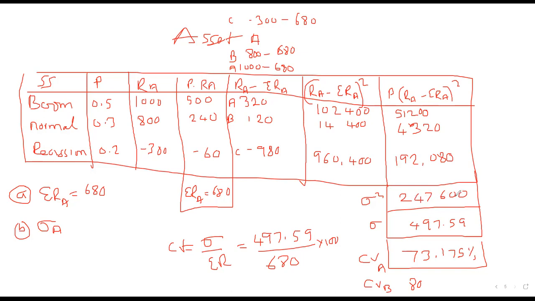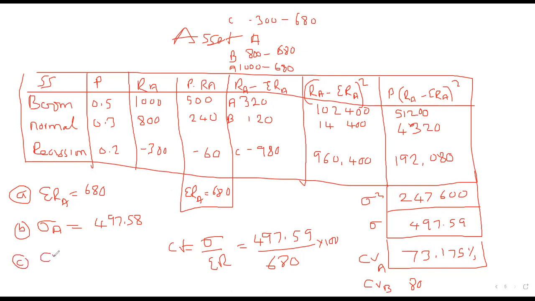This is called the variance. When we square root it, we call it the standard deviation. So the standard deviation for asset A is 497.58. Then you'll be asked which of these projects is riskier. So meanwhile, I would have found the expected return for B and the standard deviation for asset B as well. And at this point, you'll be asked to calculate which one is riskier.